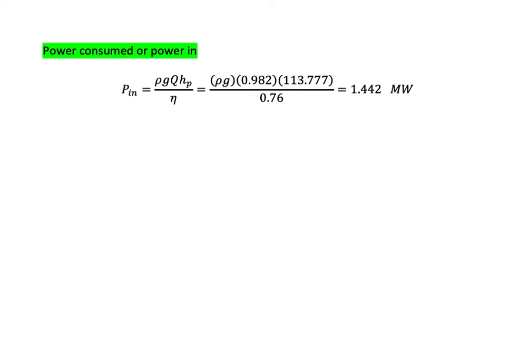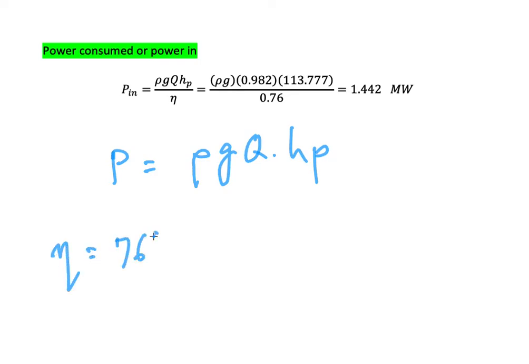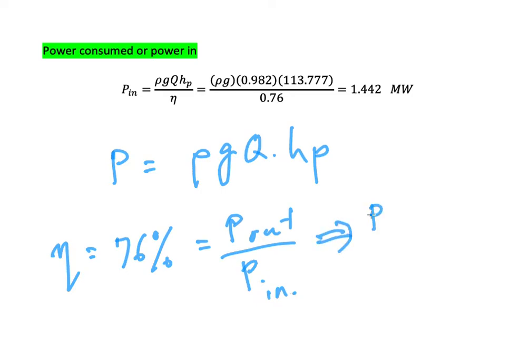And then we could calculate the power consumed, or power inlet. Power itself can be calculated by using the equation rho g Q H_p. But we have an efficiency of 76%. So efficiency means power out divided by power in. Okay, so what we calculated here, the power consumed, means the power inlet. So we change this equation, so we have the power in is equal to power out divided by the efficiency. So we get it is around 1.442 megawatt.